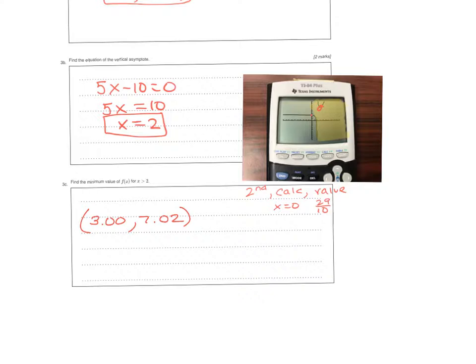But we have to be careful to recognize that it doesn't say find the minimum ordered pair. It says find the minimum of f of x. Well, f of x is y, so it wants to know what is the y value, what is the lowest y value, and for that, the answer is 7.02.